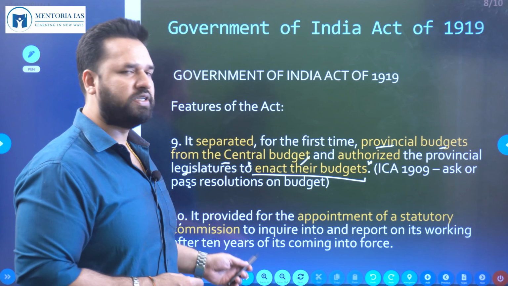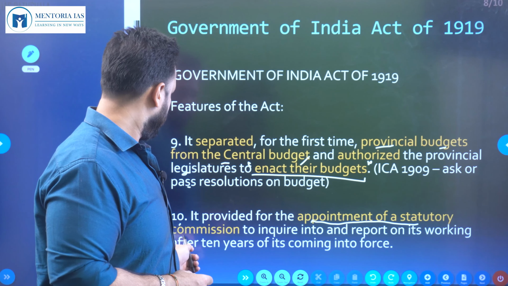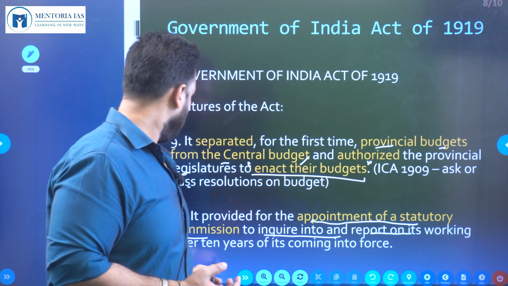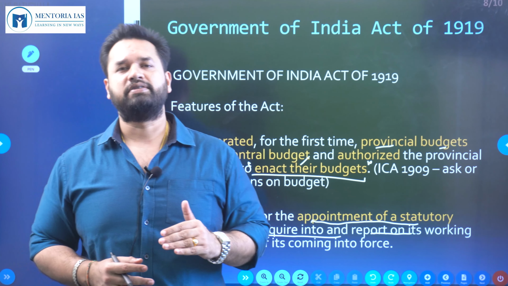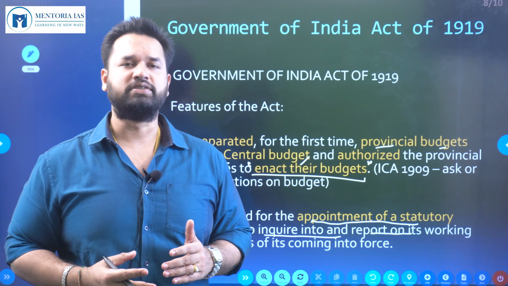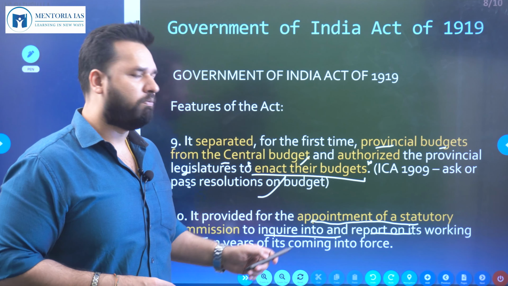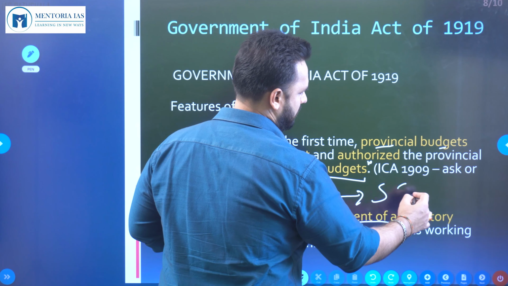The next provision is the appointment of a statutory commission to inquire and report on the workings of the Act after 10 years. Let us say they said we have passed these acts, diarchy, bicameralism, all these things, and then we will check how this is going to perform by sending a statutory committee. This statutory committee is called the Simon Commission.